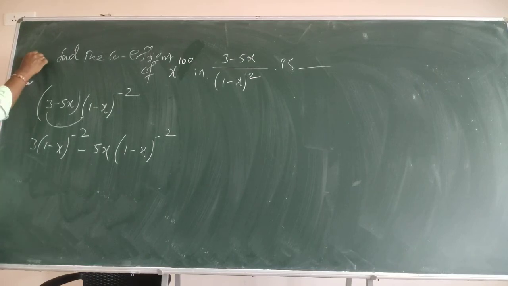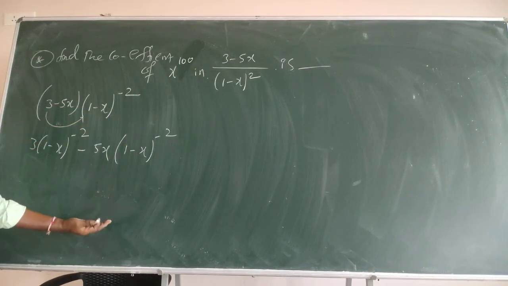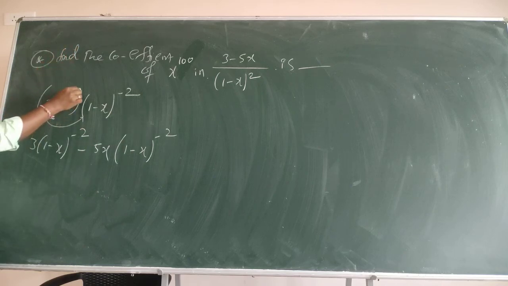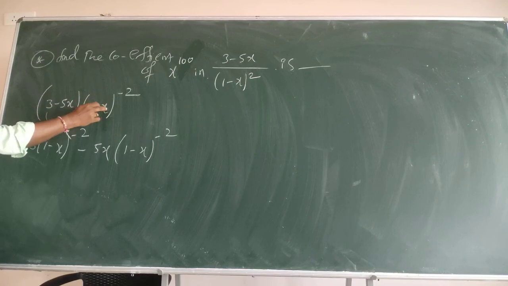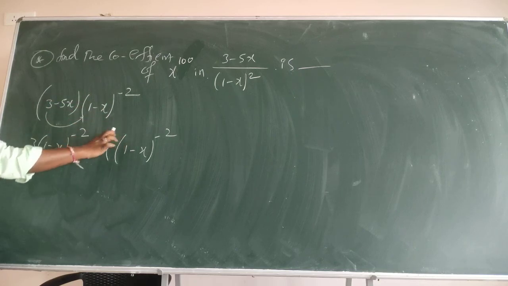And these types of questions are asked in JEE. So today what I explained is the type of questions asked in JEE. You should know this minimum knowledge: whenever you have (3 minus 5x) upon (1 minus x) square, the denominator power goes up. In the previous sum there was also a power here. Now I changed the question, without this power to with this power. So when you have it like this, you have to multiply 3 into this and minus 5x into this.